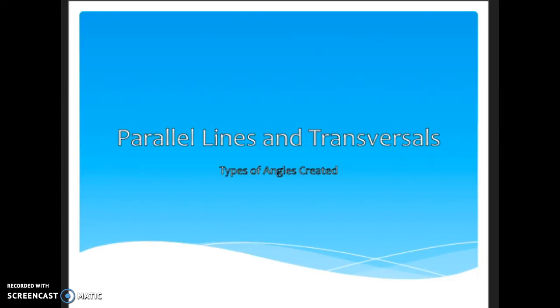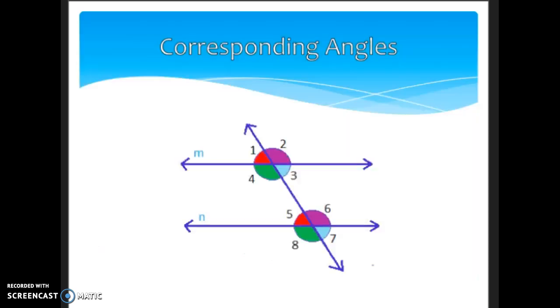Let's review parallel lines and transversals and the angles created within them. The first set of angles we discussed were corresponding angles. When we have two parallel lines cut by a transversal, corresponding angles are the angles that are in the same relative position of these two lines. For example, angle 1 corresponds to angle 5, angle 2 corresponds to angle 6, angle 4 corresponds to angle 8, and angle 3 corresponds to angle 7.